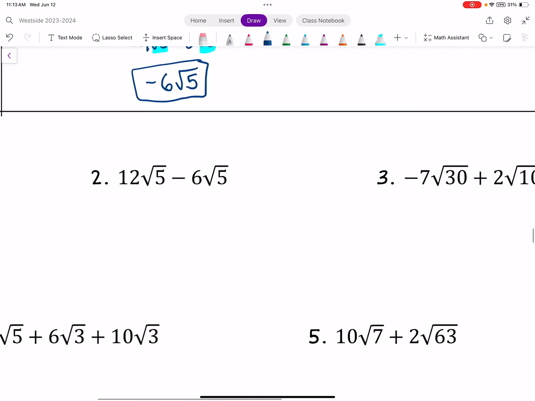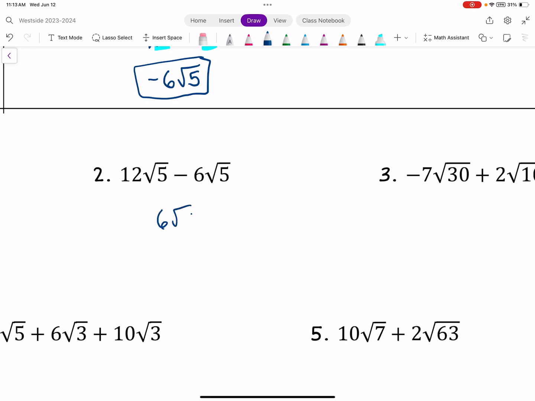Number 2, they cannot be simplified. Radical 5 is as far simplified as it can. They both have radical 5, so I can go ahead. 12 minus 6 is 6, and we keep radical 5, so 6 radical 5.